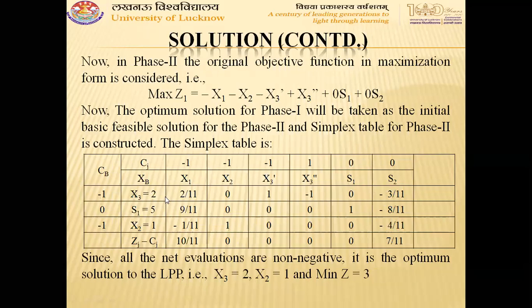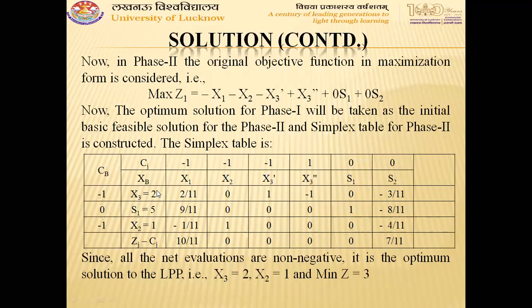Now we calculate net evaluations. For x1 the net evaluation is obtained as 10 by 11. For x2 it is 1. For x3 it is 0. For x3 double prime it is 0. For s1 it is 0. And for s2 it is 7 by 11. That means all the net evaluations are non-negative. So this table provides us the optimum solution of the given problem.